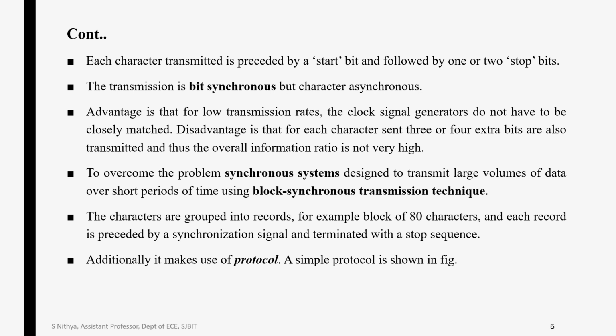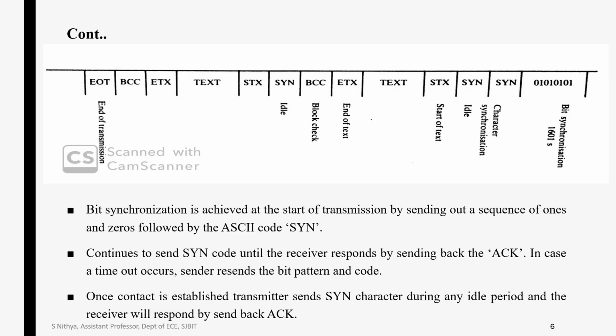The characters are grouped into records, for example blocks of 80 characters, and each record is preceded by a synchronization signal and terminated with a stop sequence. Additionally, it makes use of a simple protocol shown in the figure. In this simple protocol you can see EOT, BCC, ETX and text, STX, and then SYN, BCC, ETX and then text. These are the information characters given.